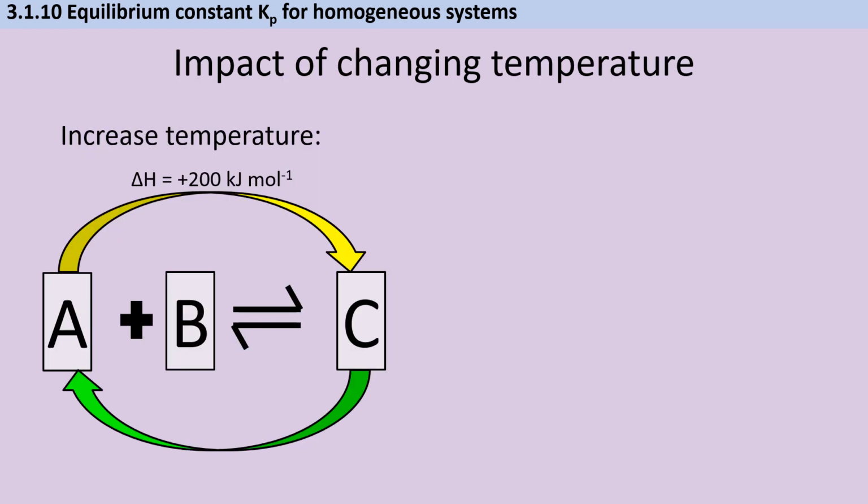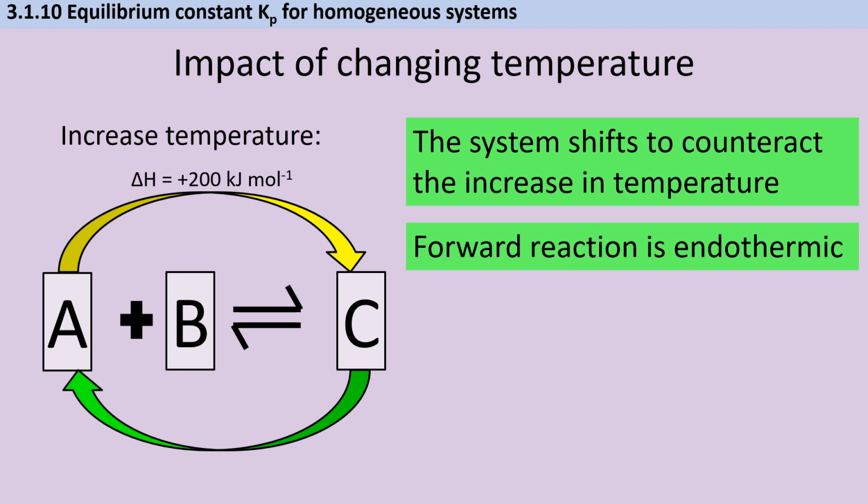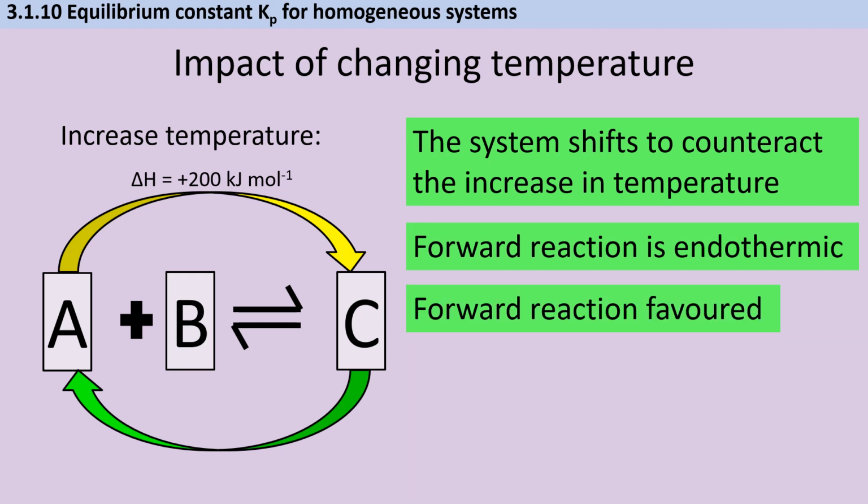Just like you did with Kc, you should be able to describe how changing temperature affects the position of equilibrium, the yield of the desired product, and also the value of Kp. So here I'm going to start off by saying the system shifts to counteract the increase in temperature. Then I'm going to say, well, I can see that the forward reaction is endothermic from the enthalpy value that they've given me there, and therefore that forward reaction will be favoured.